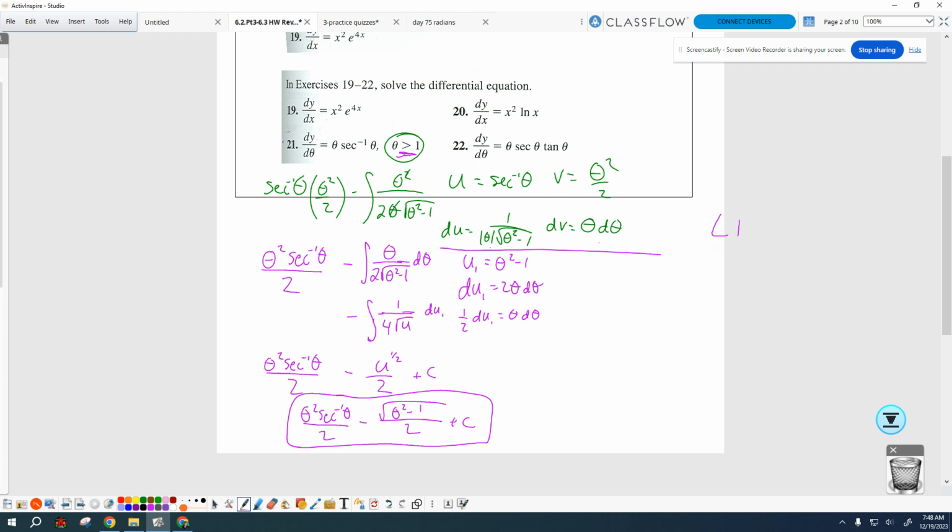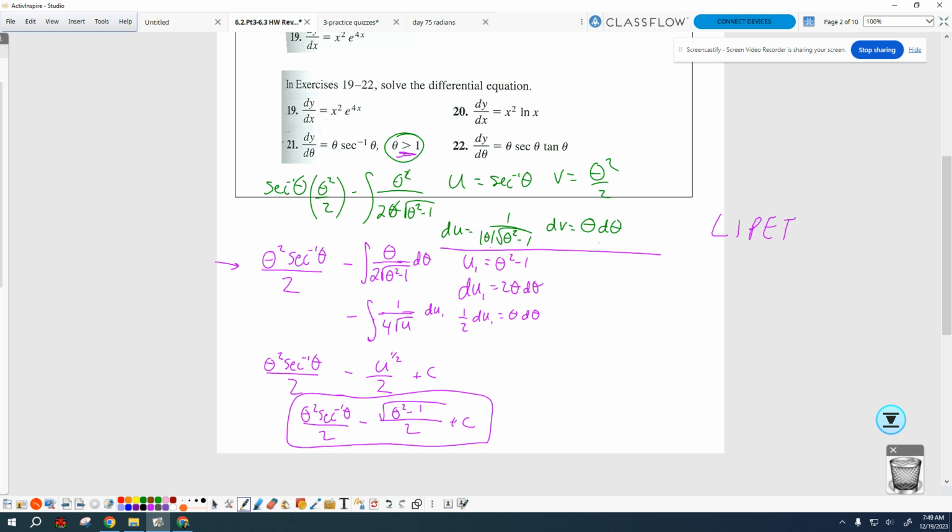And in the acronym, log, we don't have log. Next one, choosing the U value: inverse trig, that's my U value. So dV is the rest of the stuff, which is theta d theta. Integrate, do the derivative, put the pieces together. And we get here uv minus the integral of v du.